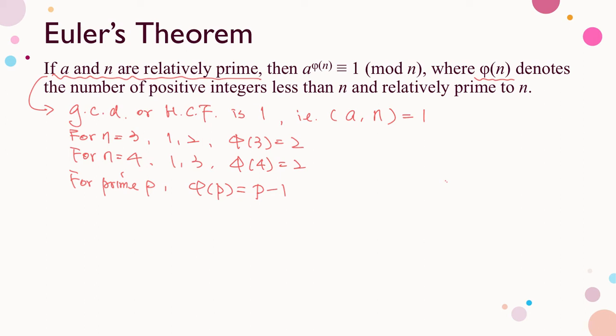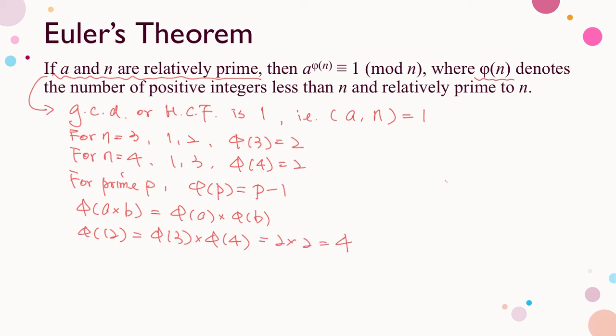Note that phi of a times b equals phi of a times phi of b. You may prove this property on your own. So, phi of 12 equals phi of 3 times phi of 4, that is 4. Actually, 1, 5, 7, 11, these four numbers are relatively prime to 12. It coincides with what we have done.